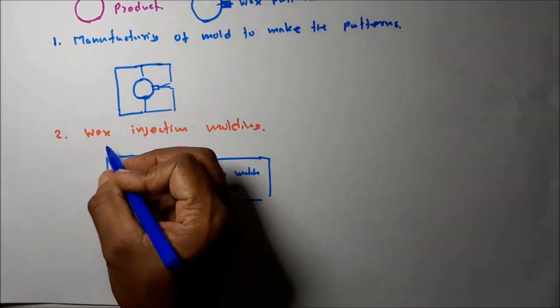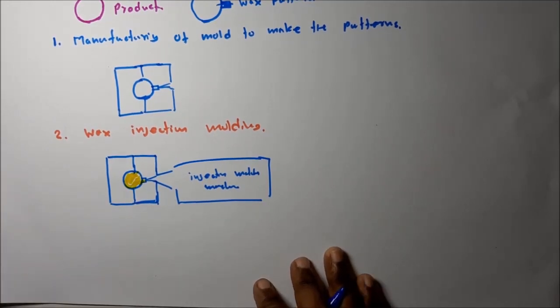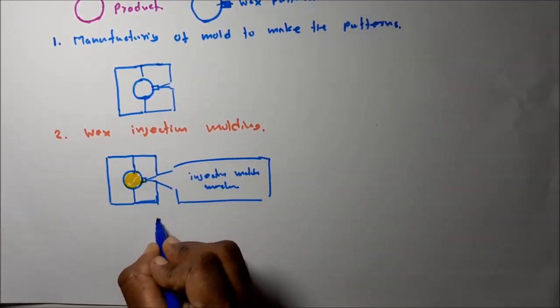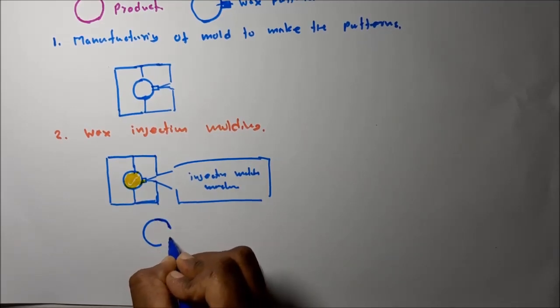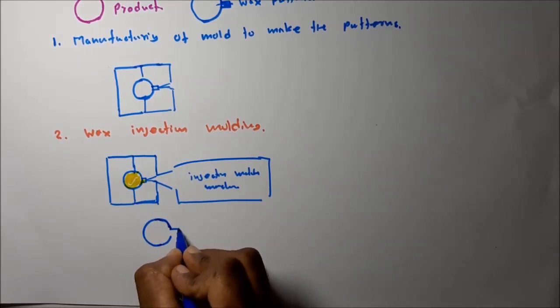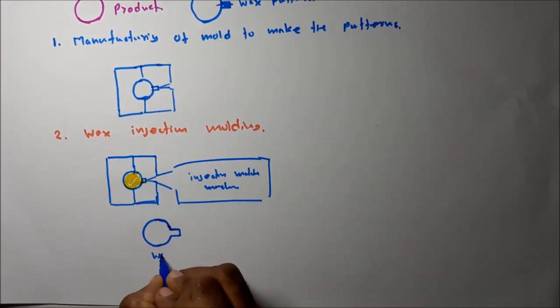After wax injection molding, this is the part we have. This kind of pattern is the shape we want. The additional part is there to connect to a wax sprue. This is the final wax pattern.